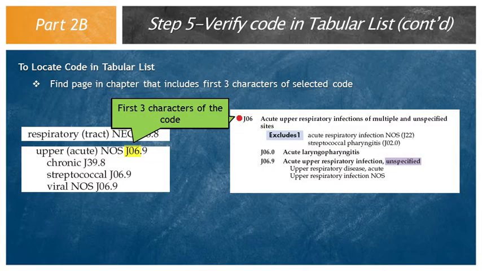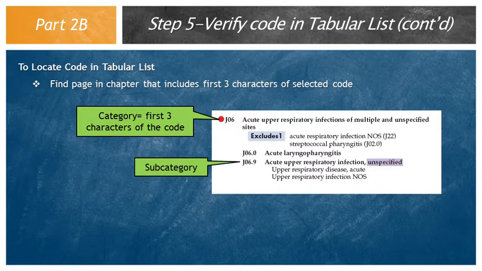To locate the code in the tabular list, find the page in the chapter that includes the first 3 characters of the selected code from the alphabetic index. Pause the presentation to locate J06 in the tabular list. You should have found J06 acute upper respiratory infections in the multiple and unspecified sites in Chapter 10 of the tabular list. The first 3 characters of the code represent the category.